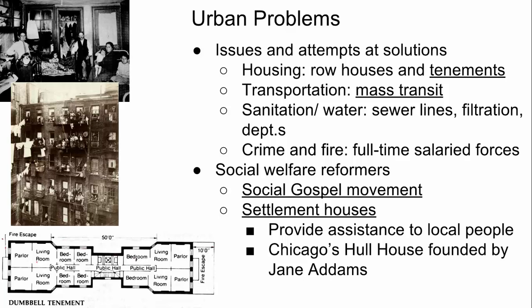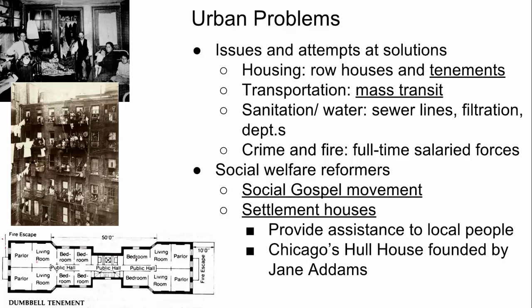So the last thing that we need to talk about are social welfare reformers. As problems in cities mounted, concerned Americans worked to find solutions, and social welfare reformers targeted their efforts at relieving urban poverty. An early reform program called the Social Gospel Movement preached salvation through service to the poor. They were inspired by the message of the social gospel movement, and many 19th century reformers responded to the call to help the urban poor.